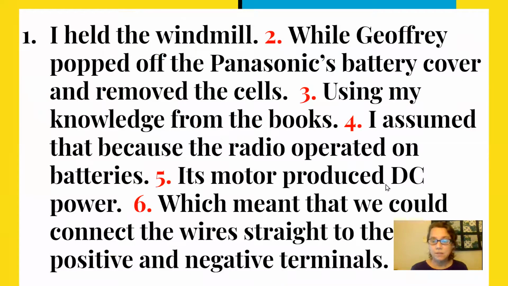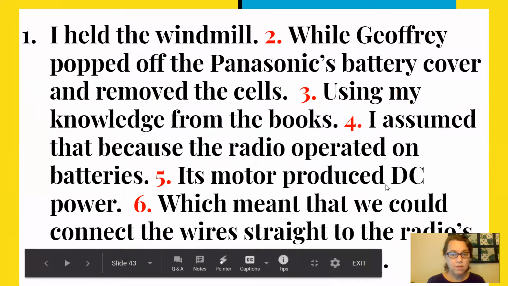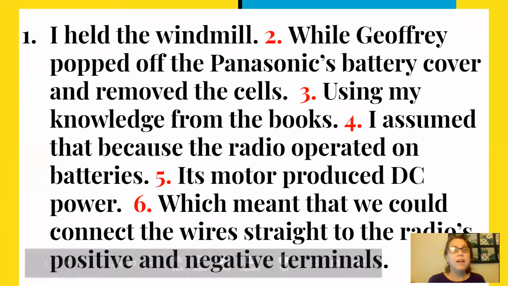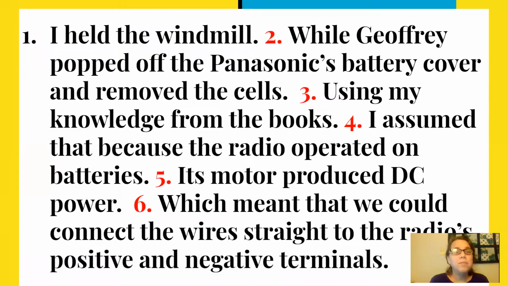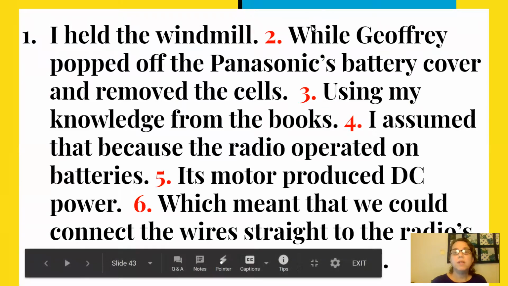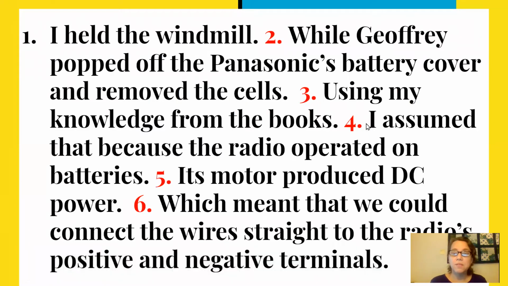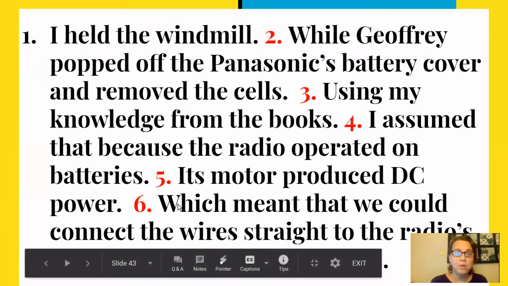Look at this. You can see it. I held the windmill while Jeffrey popped off the Panasonic's battery cover and removed the cells. This is a subordinate conjunction. This is the ing, using my knowledge from the books. I assumed that because this is an SC, the radio operated on batteries. Its motor, not my motor or your motor, its motor produced DC power, which, that's an SC, which meant that we could connect the wires straight to the radio.